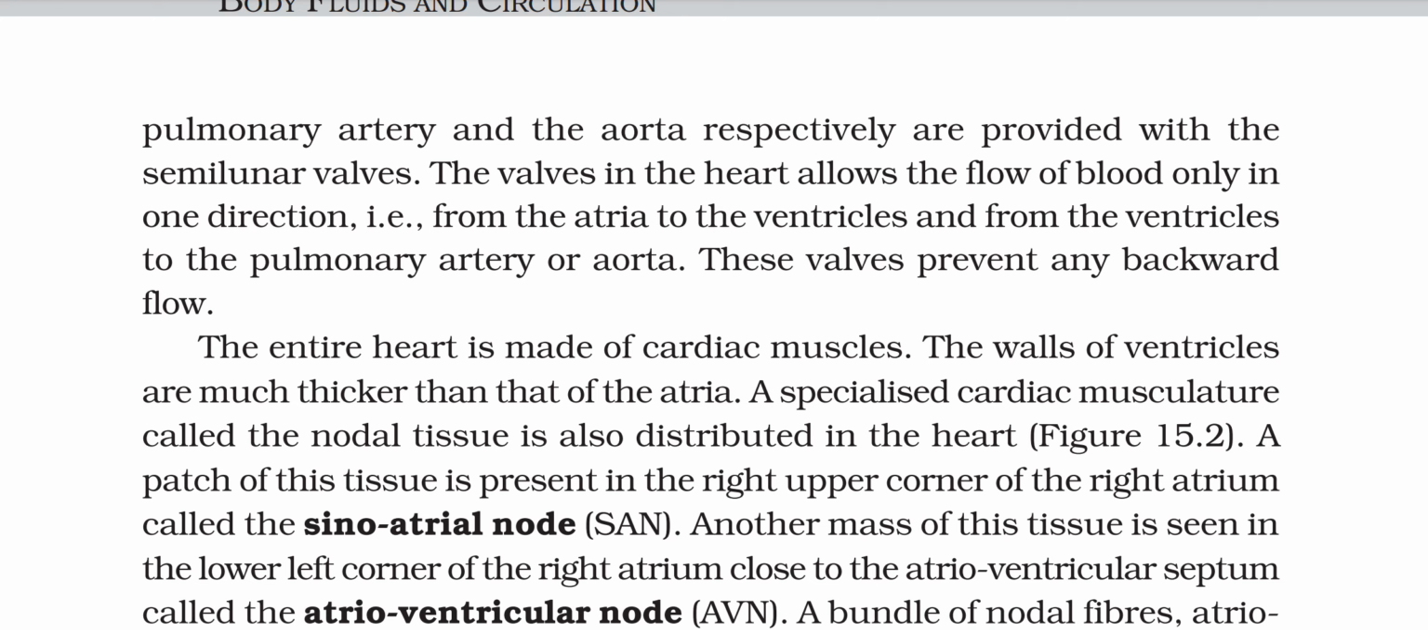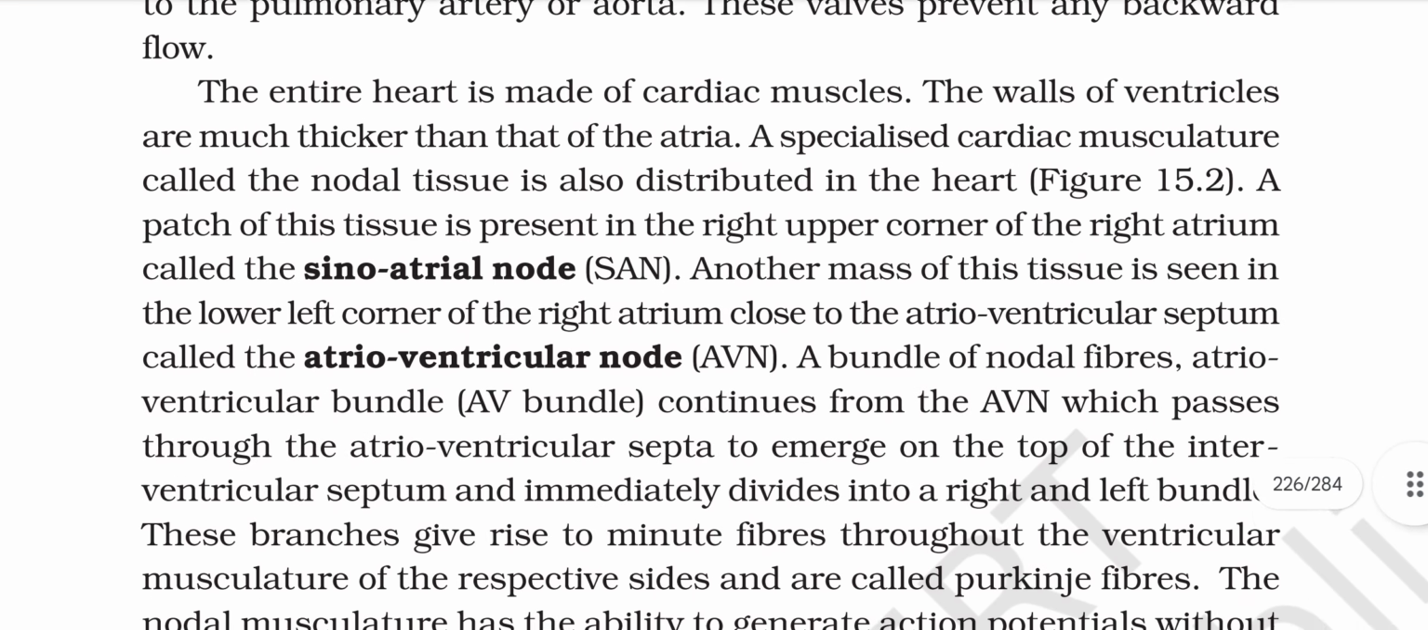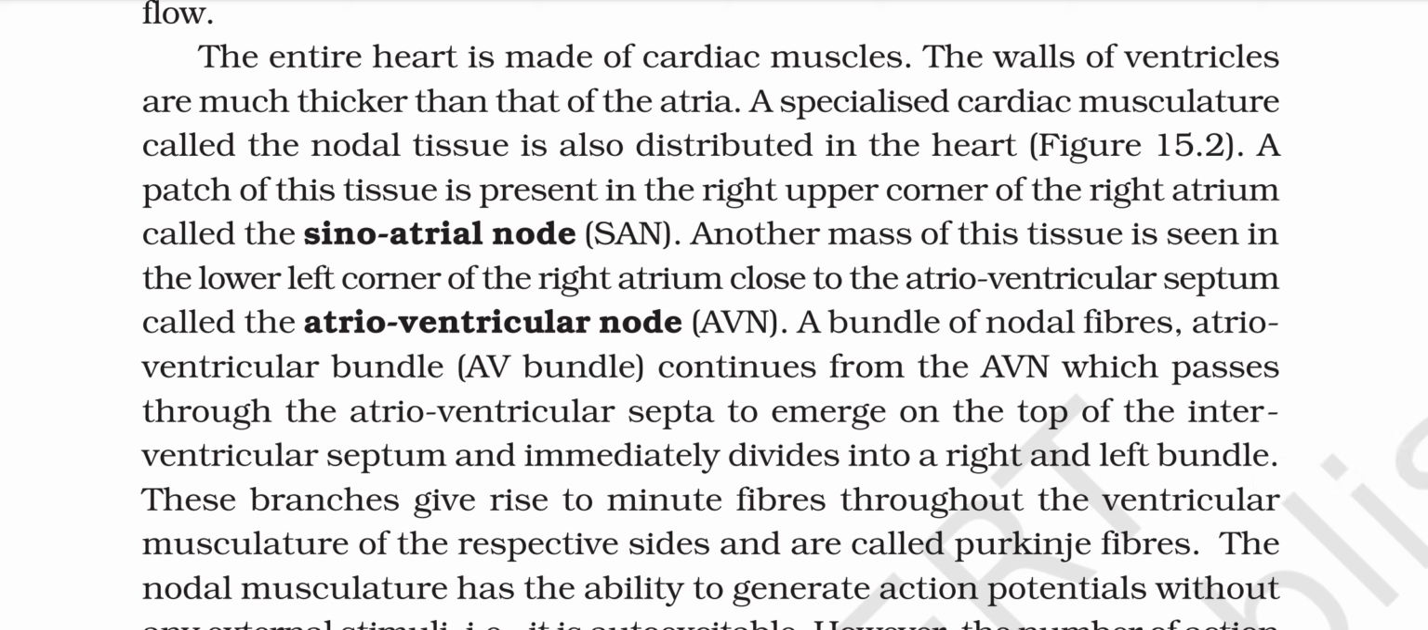The valves in the heart allow the flow of blood only in one direction, that is, from the atria to the ventricles and from the ventricles to the pulmonary artery or aorta. These valves prevent any backward flow. The entire heart is made up of cardiac muscles. The walls of the ventricles are much thicker than those of the atria. A specialized cardiac musculature called the nodal tissue is also distributed in the heart.